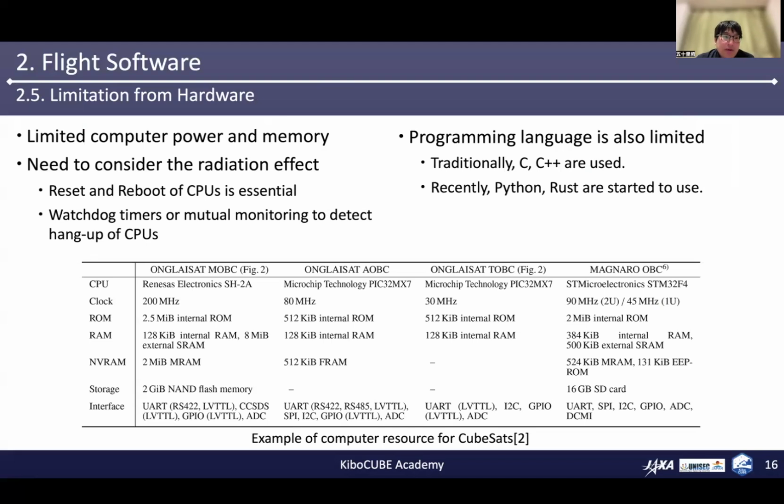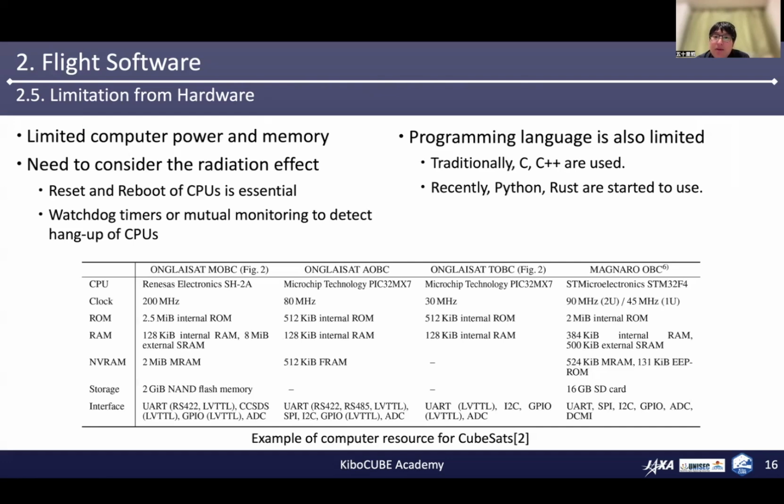So finally, I'll talk about the limitation from the hardware. Especially for the CubeSat, we need to use limited computer power and memories. And of course, we need to consider the radiation effect. The reset or reboot of CPU is essential for CubeSat operation. So usually we use watchdog timers or a mutual monitoring system to detect the hang up of CPUs. So making this kind of software is also important.